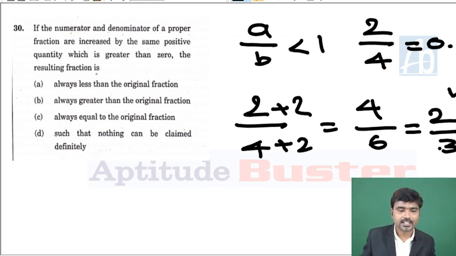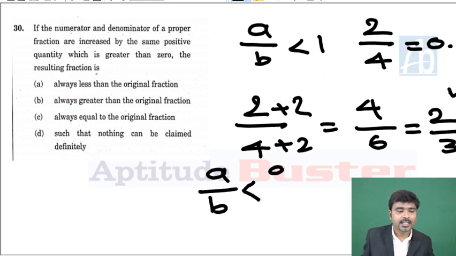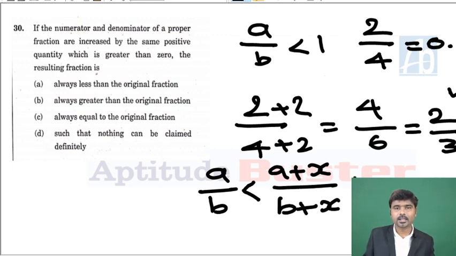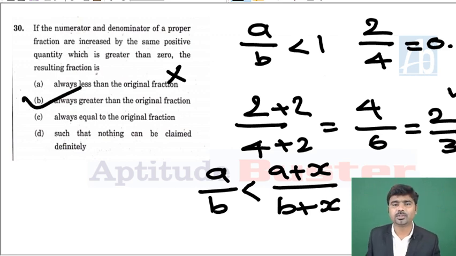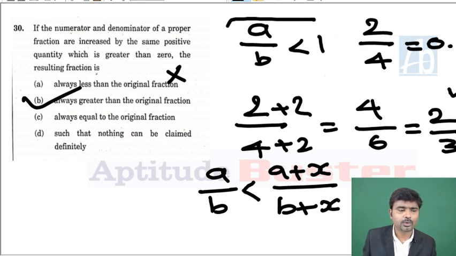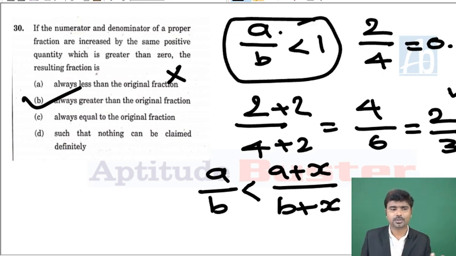It's the resulting fraction. What's the question? Now you can understand a by b less than 1 means a by b is less than a plus x divided by b plus x, where x is a positive integer or a positive value. Okay, the resulting fraction is always less than the original fraction. No, always greater than the original fraction. That's the answer. Mark the answer, then go to the next question. Don't waste your time to see the rest of the options. It's very clear. If questions like this are given, just take one example and solve the question.